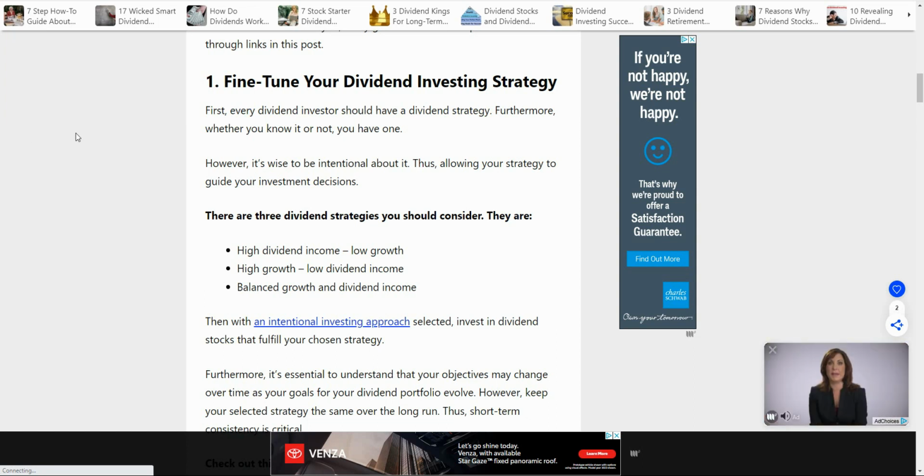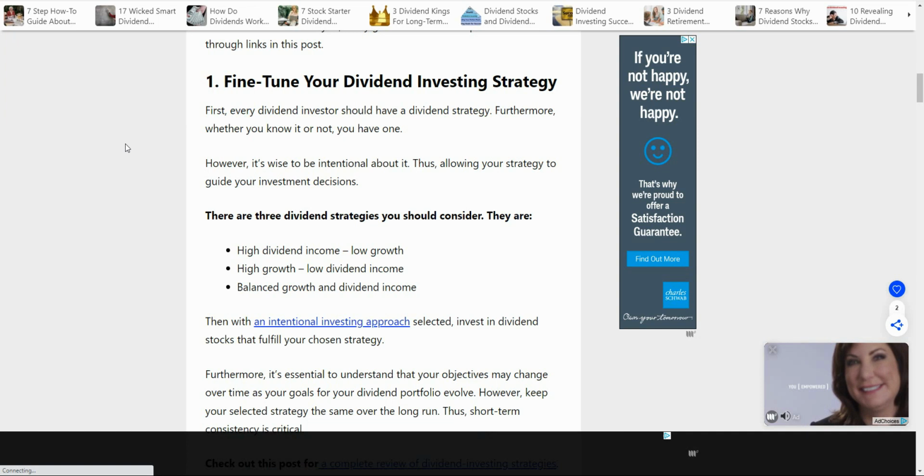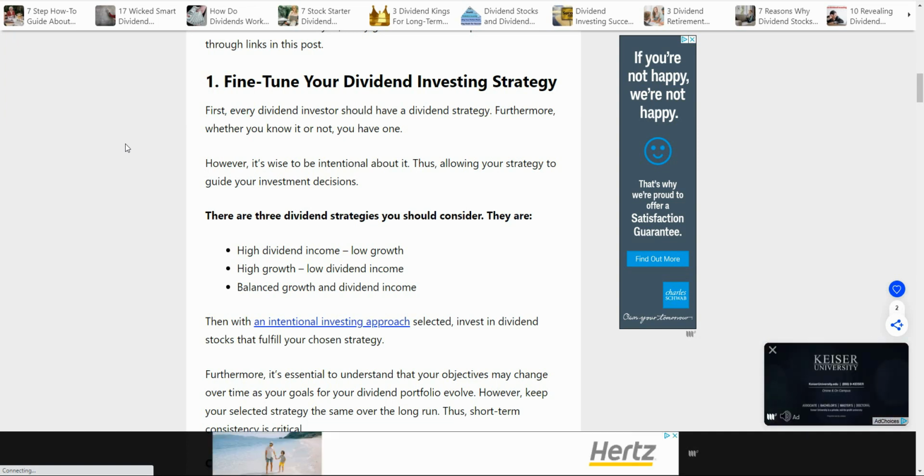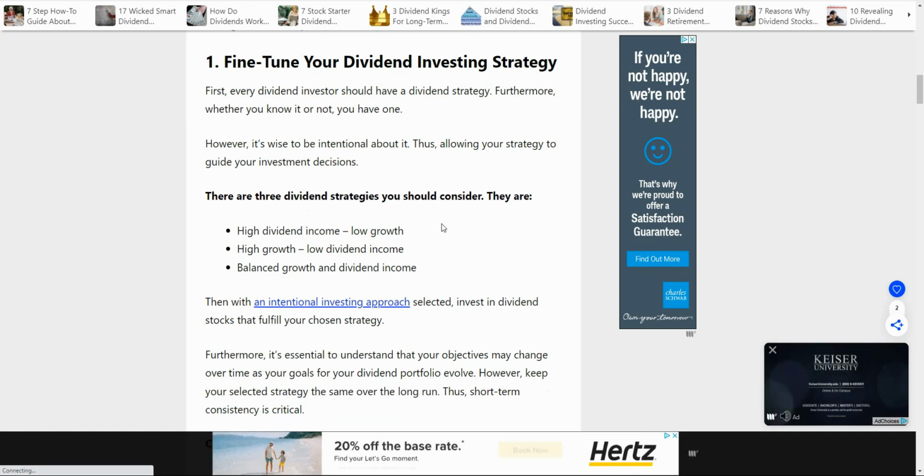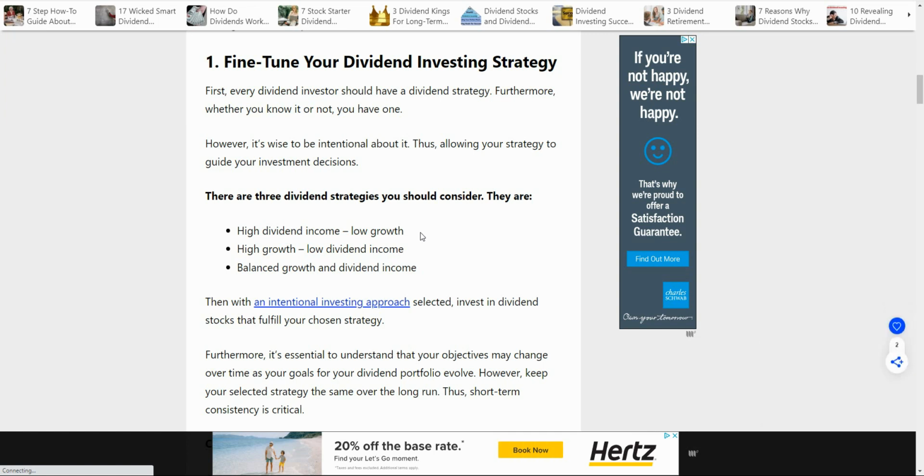And this article speaks about dividend goals and your investment strategy and how to get there. And they go over, there's basically three dividend strategies you can consider, which is the high dividend income, which I showed you.